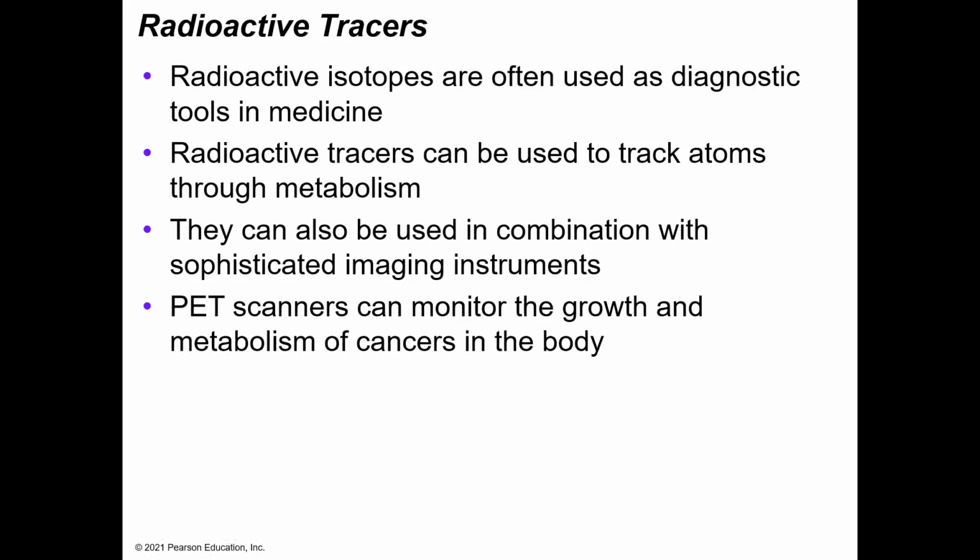But let's talk about a positive of radioactive isotopes. Radioactive tracers exist. So radioactive isotopes are used as a diagnostic tool in medicine. Radioactive tracers have been created to track atoms through an organism's metabolism. They can also be used through sophisticated imaging instruments. PET scanners, for example, can monitor the growth and metabolism of cancers in a body.